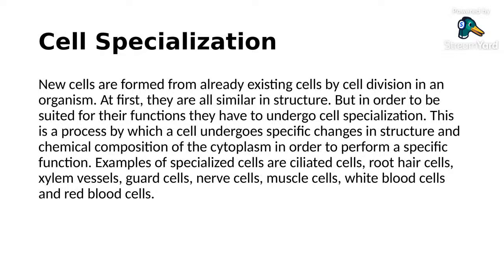So that is cell specialization. It's just a process where a cell undergoes chemical changes in order for it to perform a specific function. I hope we're clear. And why this is important is so that an organism can have different parts. Okay, it can have different parts of its body.